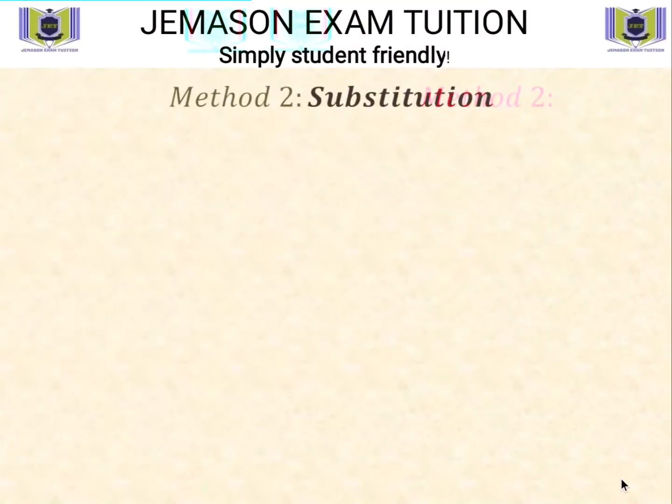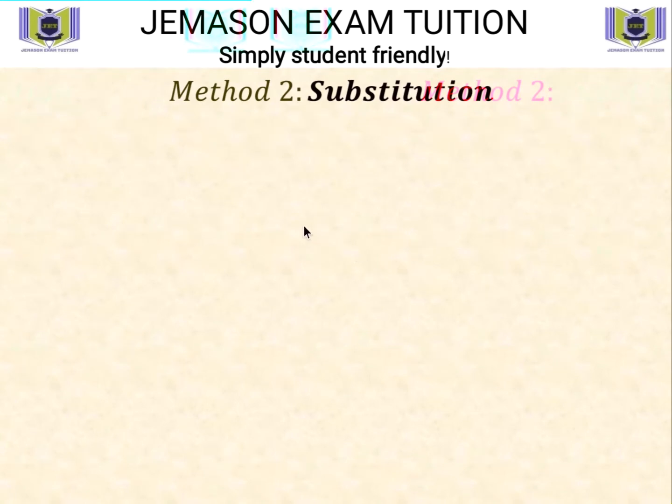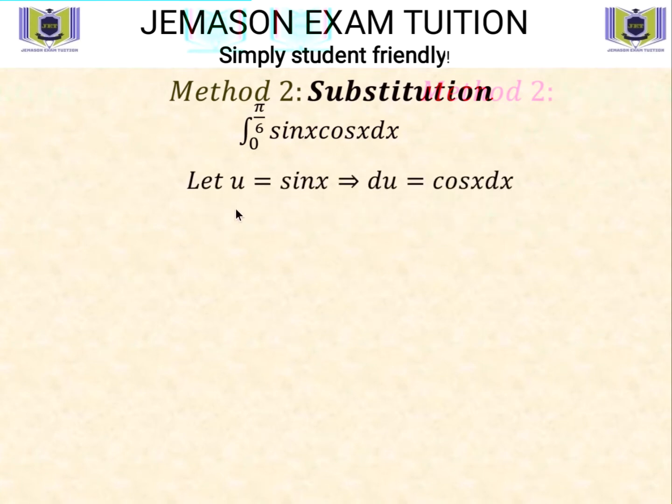In the second method, we would do substitution. We look at the function again, which is given as the integral from 0 to pi on 6 of sin x cos x. We would notice that it is the product of two functions, and one of them is the exact differential of the other. So we can do a substitution of the function that has been differentiated to get the other function. So we can let u be sin x, because the differential of sin x gives cos x, although it is still possible to also let u be cos x in this case.